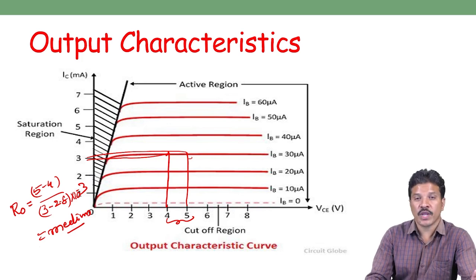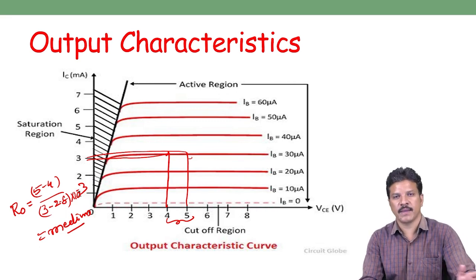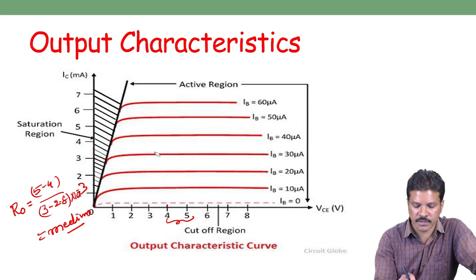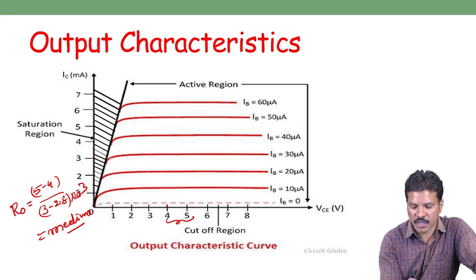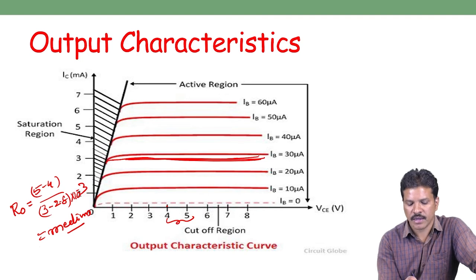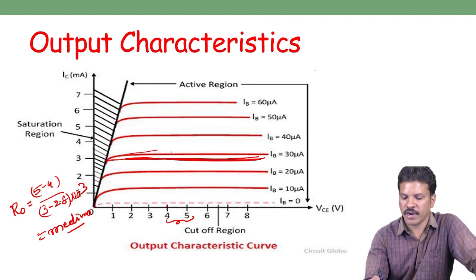So when we compare with the common base, that is what I am saying, medium. If I take the two curves with the same input constant, this is the curve for common base, and this is the curve for common emitter. The difference is between a straight line and some slope.